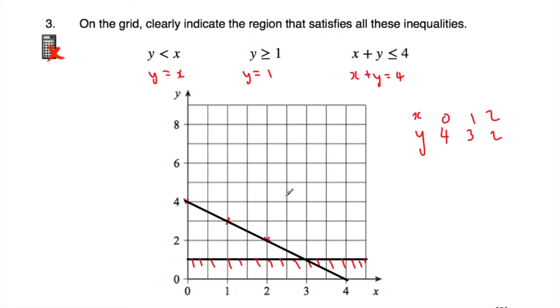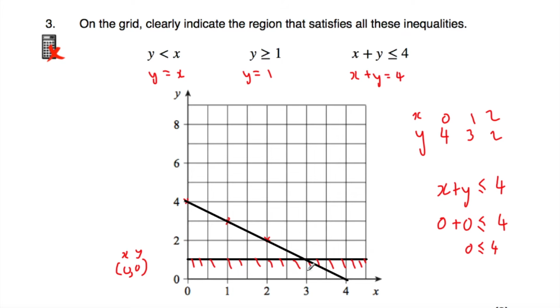Now we need to figure out what side of that line would satisfy the inequality. So let's go to the inequality: x plus y is less than or equal to 4. Let's choose a point that's not on that line. So we're going to choose the origin, obviously the point (0, 0). We've got an x coordinate of 0 and a y coordinate of 0. So we'd have 0 plus 0 is less than or equal to 4, and 0 is less than 4, so that would work. So that means below the line there would be the region that we wanted.